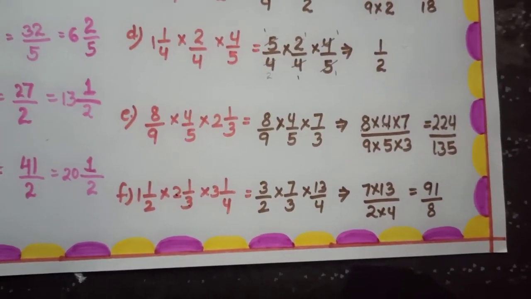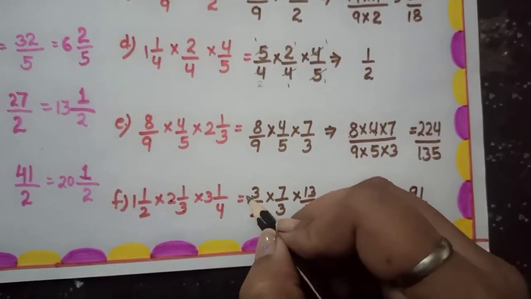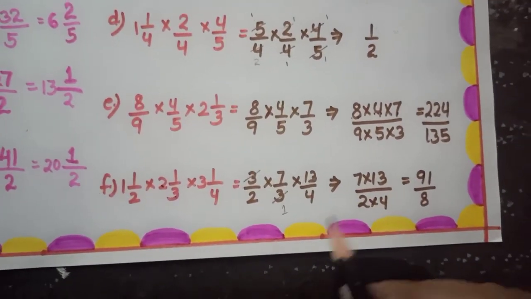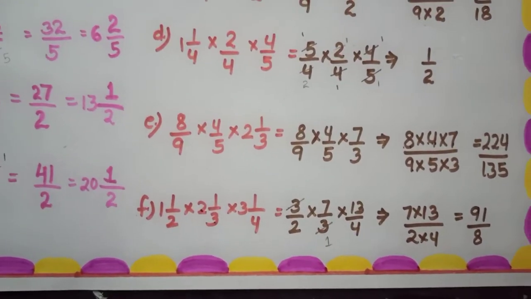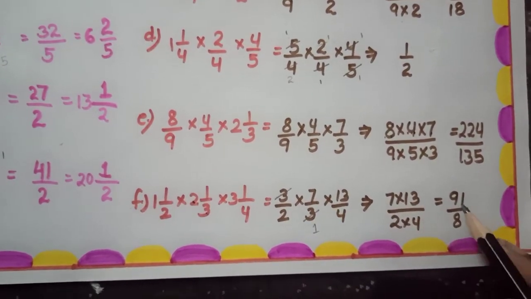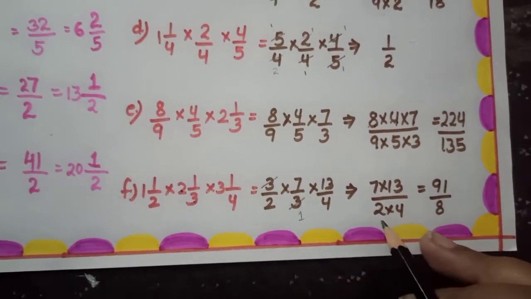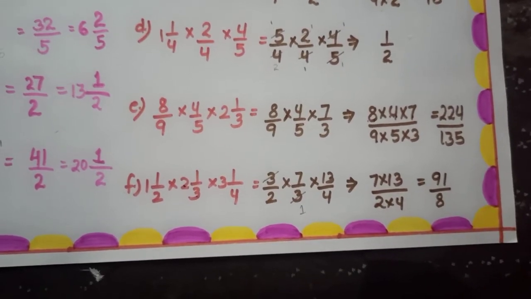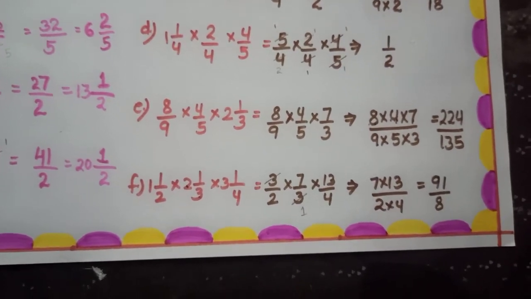Now let us check whether we can divide any numerator and denominator. Yes, 3 1s are 3, and that's it. We cannot divide any other numerator and denominator. So 7 is left over here, 7 and 13. 7 13s are 91, and only 2 and 4 are left over here, so 4 2s are 8. This is how we have multiplied it and we got our improper fraction, and we will just convert it into a mixed fraction.